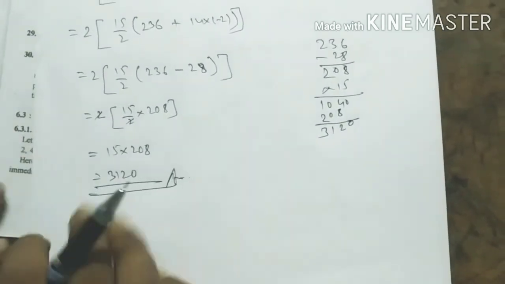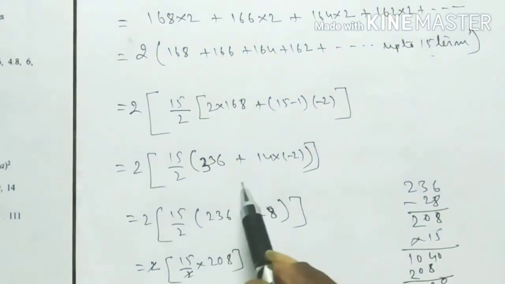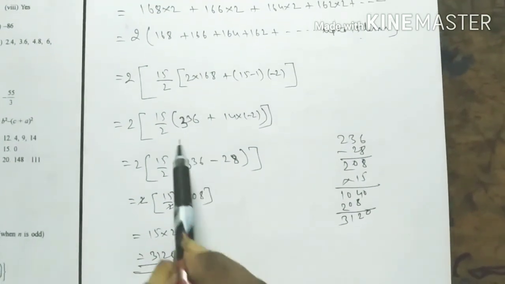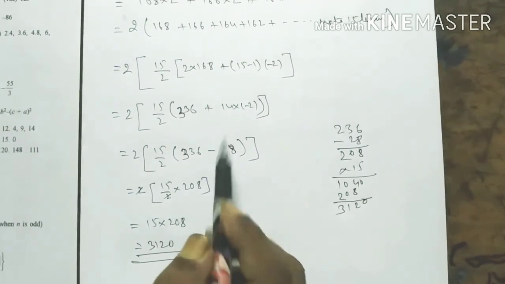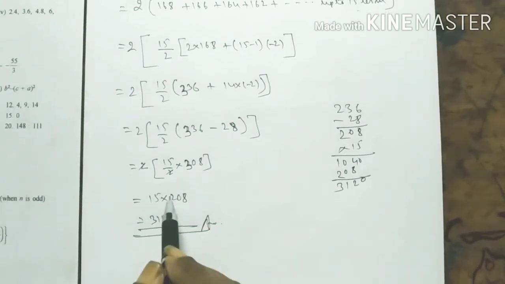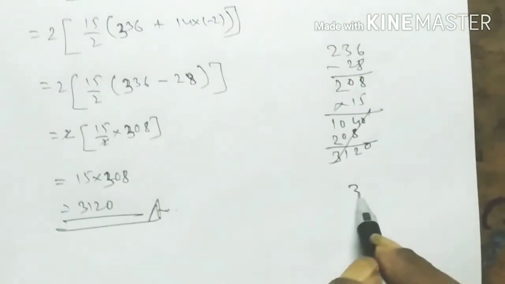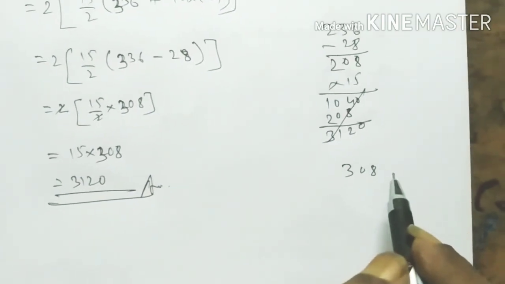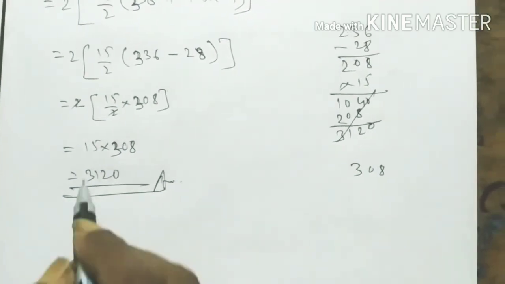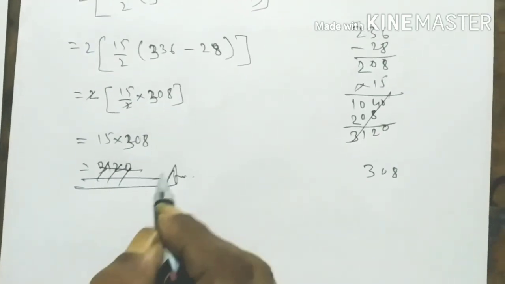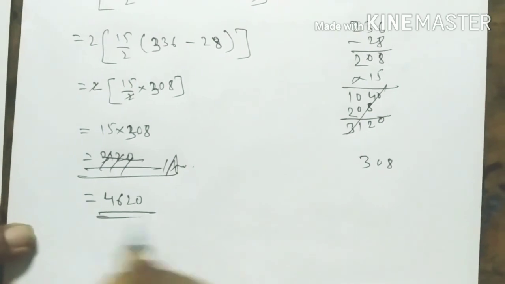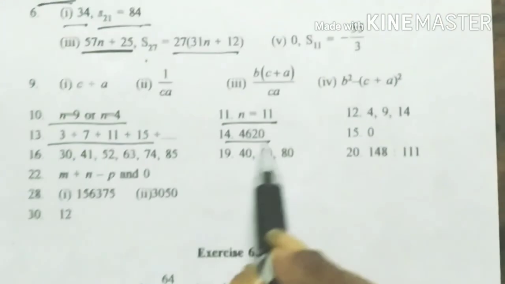Let me check your answer. 2 into 168 is 336, and everything else is the same. So 336 minus 28 is 308. Multiplying 308 into 15, I'm taking the help of a calculator. This comes out to be 4620. This is your answer, and for question number 14 it is 4620.